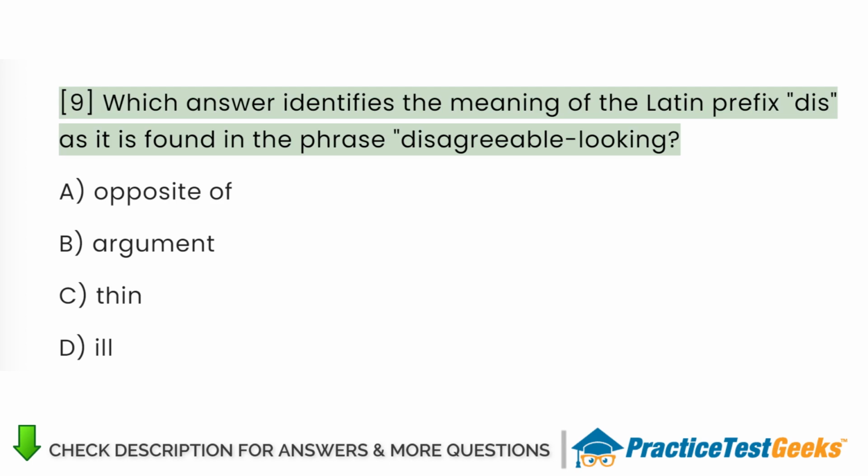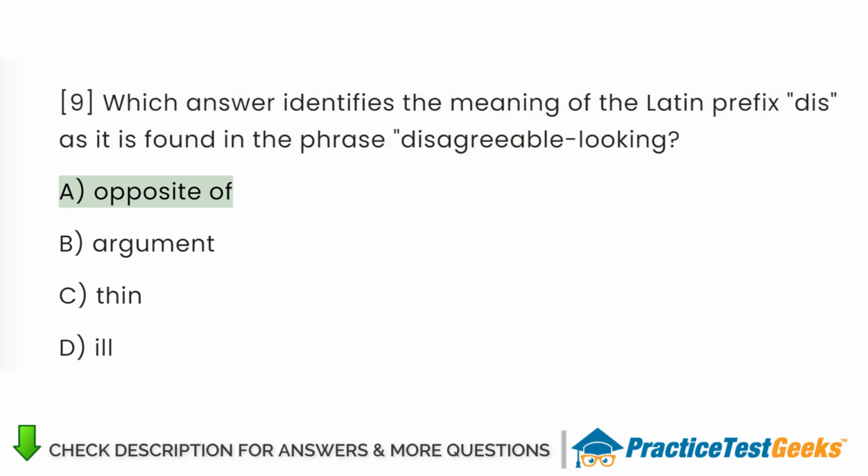Which answer identifies the meaning of the Latin prefix dis as it is found in the phrase disagreeable looking? A. Opposite of. B. Argument. C. Thin. D. Ill.